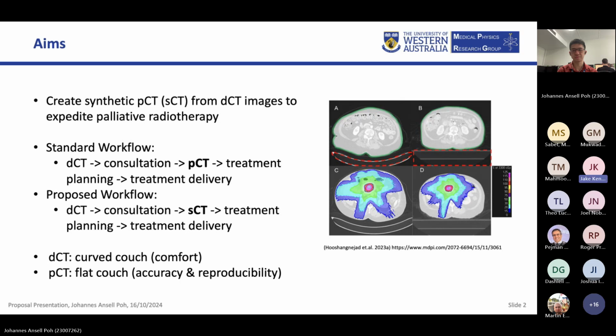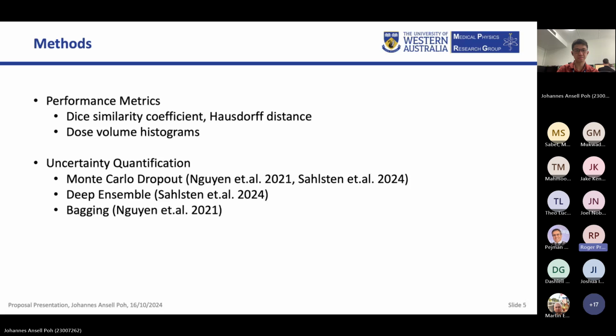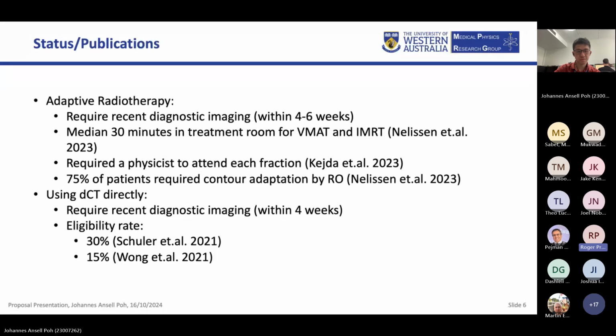Thanks, Martin. And Roger? Ansell, thank you for explaining your topic so well. I've got a question which you may have even given the answer to, and I apologize if it was in your talk. But why is the eligibility rate for diagnostic CT so low? Is it because of the range of cancers that it doesn't work for, or are there exclusions based on particular anatomies of the patient, or changes in their physiology like weight loss and so forth? What's the main reason?